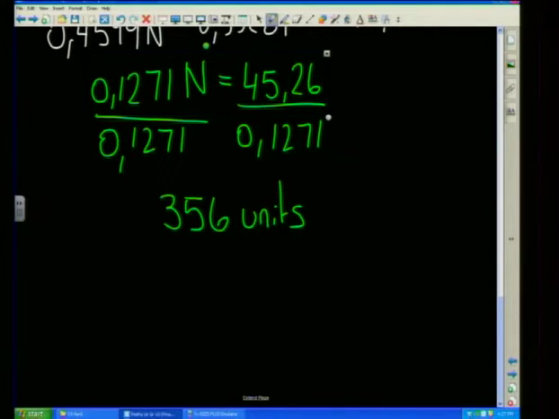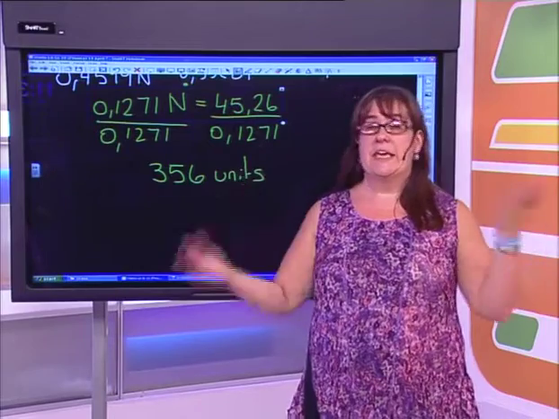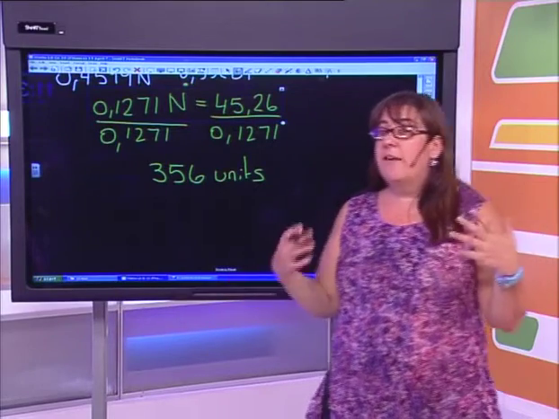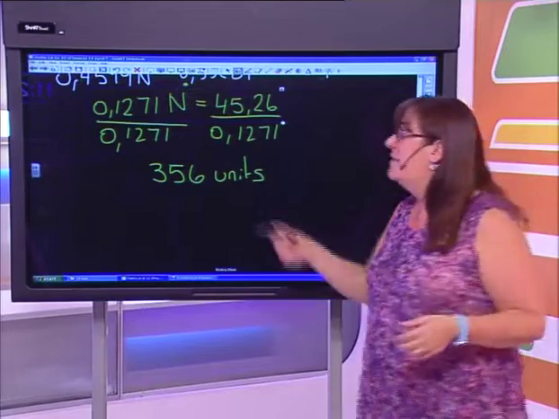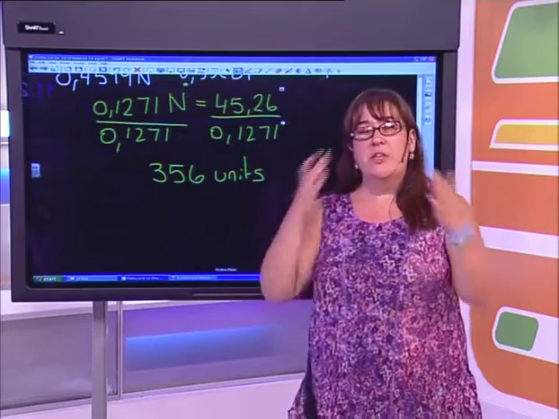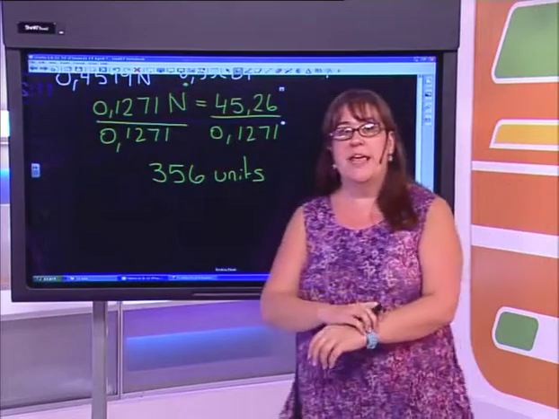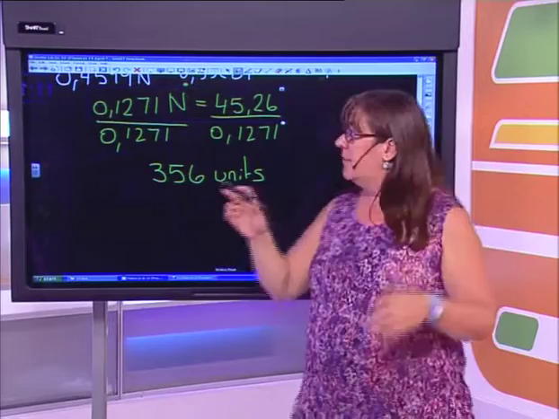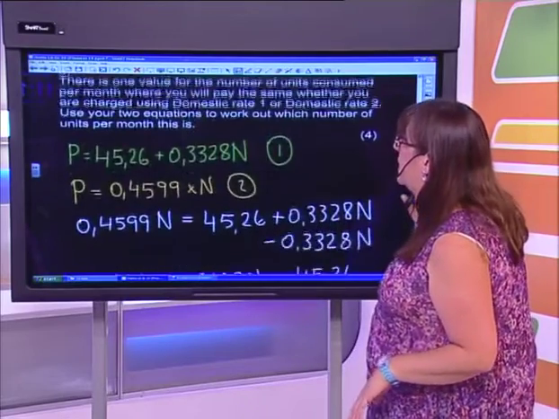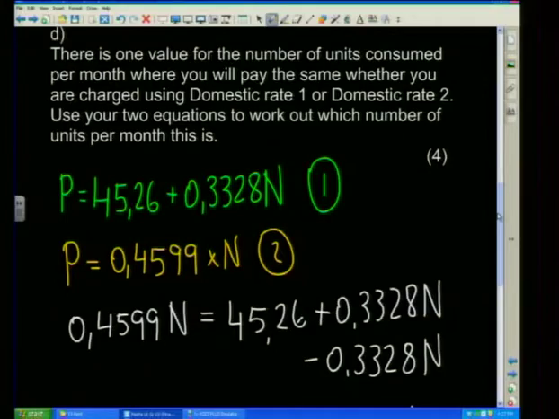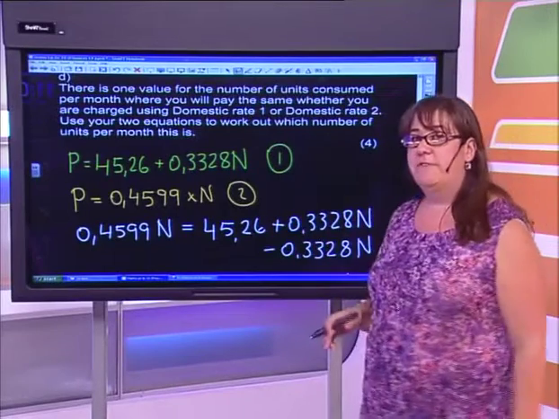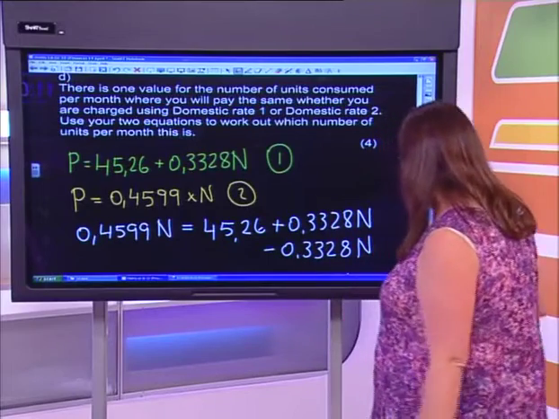So if I'm using 356 units in the month, then I could use either of the two options. If I'm using less, then which one's going to be cheaper? That you would see very clearly on a graph. But you could do a few calculations, or we can go back to our calculations we did in A and B and check out which is cheaper. But the question they asked us, have we done the question? They said there's one value for the number of units consumed per month where you pay the same, and use your two equations to work out which number of units per month this is. We've answered our question. That's perfect. I think it's time for us to go on to the next question.